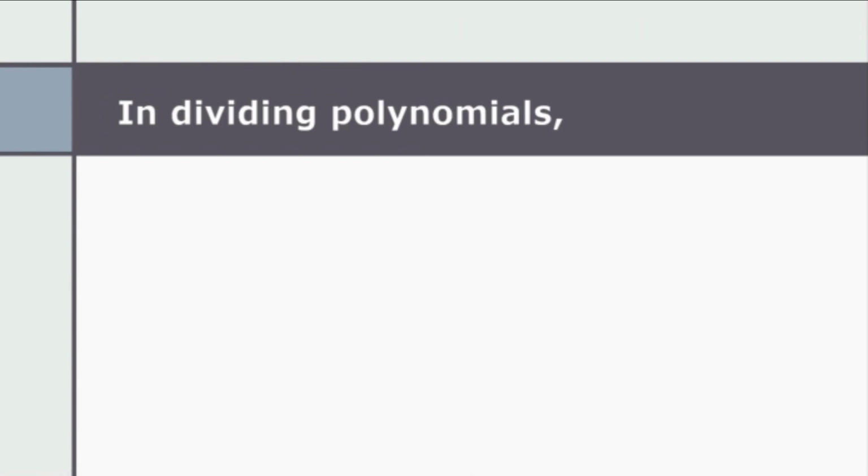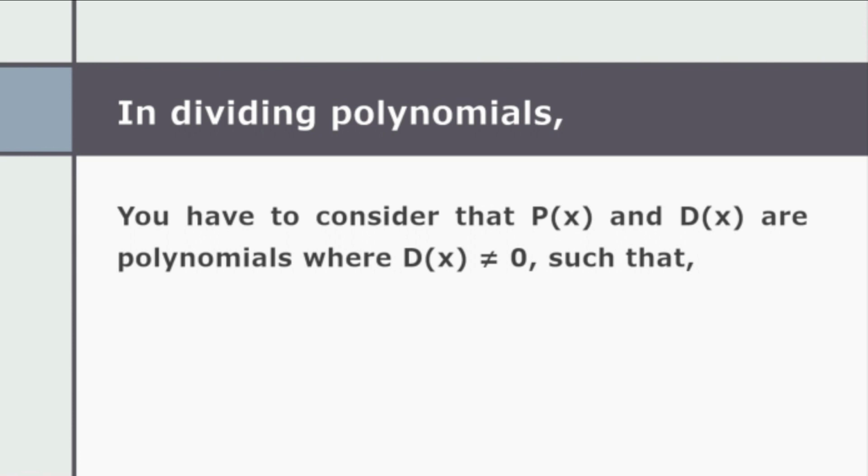Another note that you need to remember in dividing polynomials is that you have to consider that P of x and D of x are polynomials, where the value of D of x is not equal to 0, because if that is the case, it will give us undefined. Also, the final answer must be written in the form Q of x plus R of x over D of x, wherein Q of x is the quotient, R of x is the remainder, and D of x is the divisor.